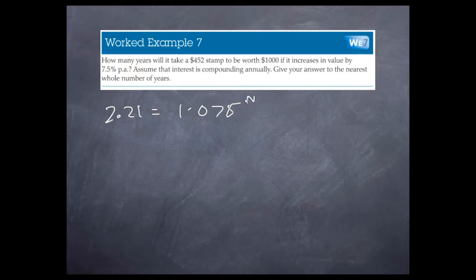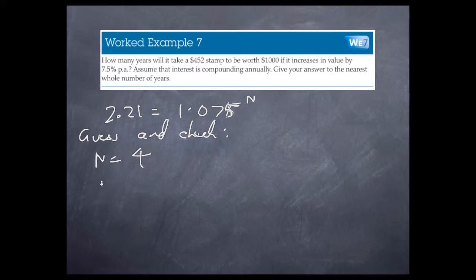Now, there is no really easy way to solve this. There is, but you might not have learned it yet. It's called logs and logarithms. But we'll use another method called guess and check to solve this. And the way we're going to do that is we're going to introduce values for n. So we're going to start off with n equal to 4 and see if we can find something which gives us close to 2.21 when we take 1.075 to the power of n.